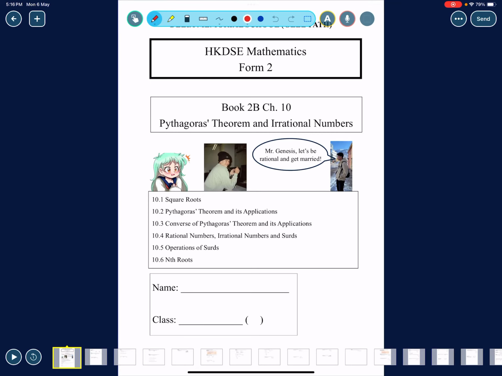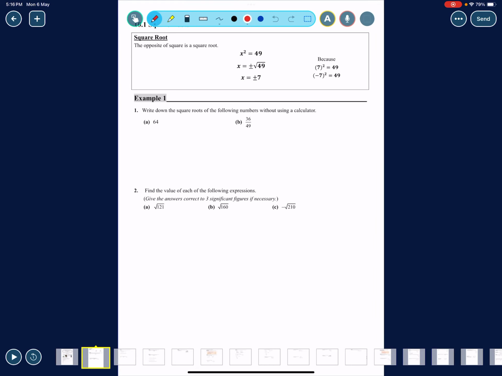Hi guys, this is on a new chapter called Pythagoras theorem and rational numbers. The first part of the chapter is square roots.